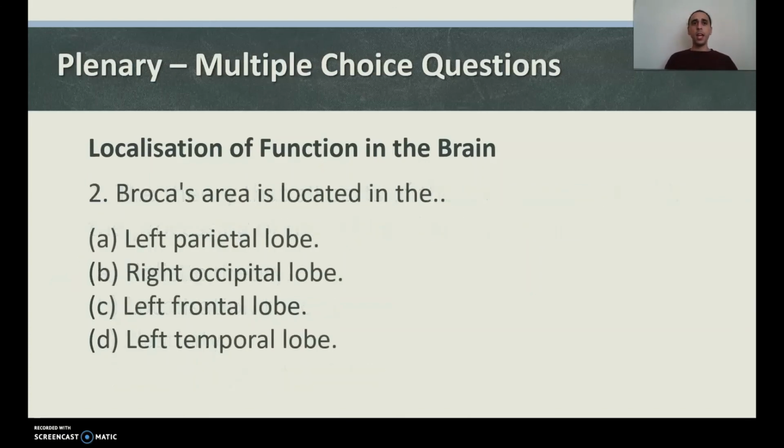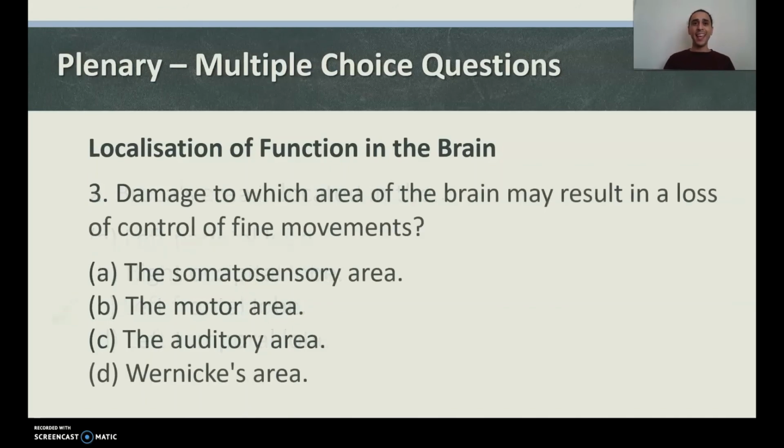Number 2. Broca's area is located in the A, left parietal lobe. B, right occipital lobe. C, left frontal lobe. Or D, left temporal lobe. Oh, we did this last lesson. What do you reckon? A, B, C, or D? I think it's on the left for sure, so that gets rid of B, and I believe it's in the frontal lobe. So I'm going to go C, left frontal lobe. Yes, I got it right, because I made the lesson.